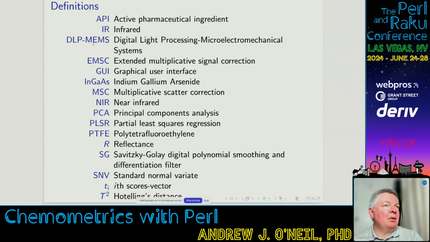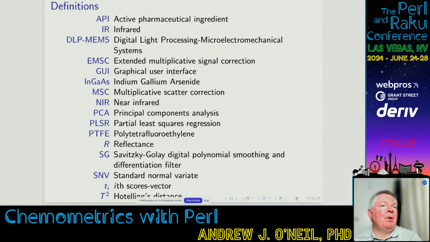IR is infrared. DLP MEMS is digital light processing, micro electromechanical systems. So that is the little handheld spectrometer that I'm going to show you a slide of. It originally comes from Texas Instruments. It's Texas Instruments technology, but it is now produced as a functioning spectrometer by a Taiwanese electronic manufacturer called InnoSpectra. And that's the device that I'll be using, but it's based on the DLP MEMS system.